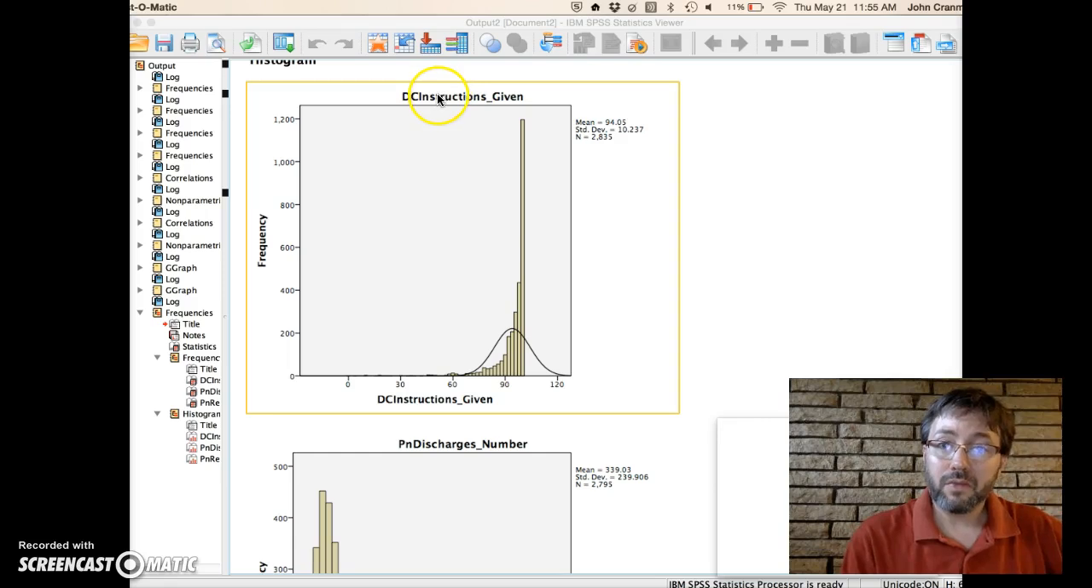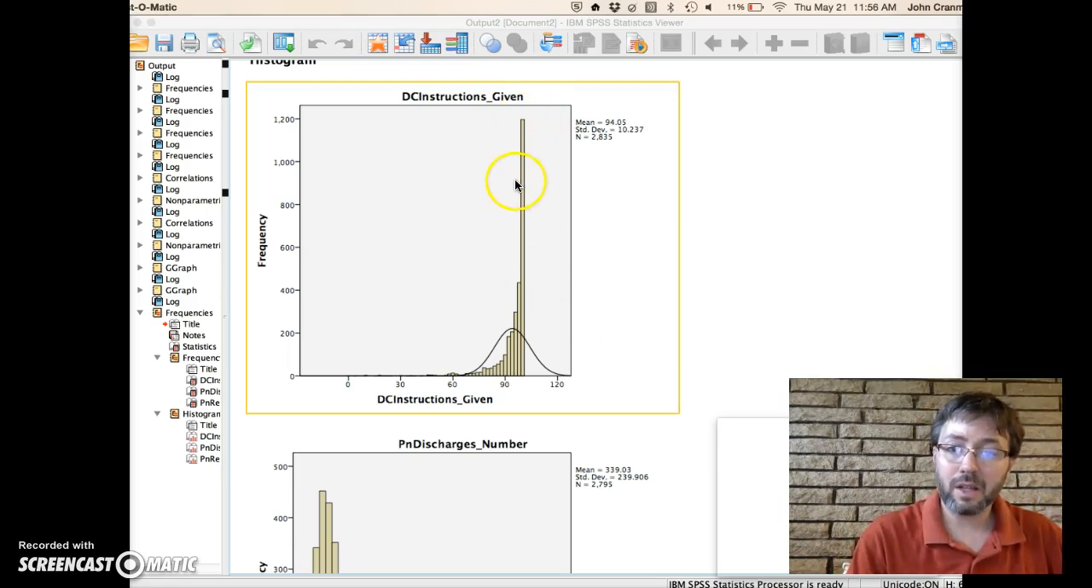So let's see, for discharge instructions given, on the bottom x-axis we have the proportion of hospitals giving discharge instructions, and on the y-axis we have the frequency, how many hospitals are doing that. You can see the vast majority, about 1,200 hospitals within our sample of 2,800, are giving discharge instructions. And if you looked at the mean and median, you would see that there's likely to be a left tail, as you see in the histogram, and so these data are left skewed.